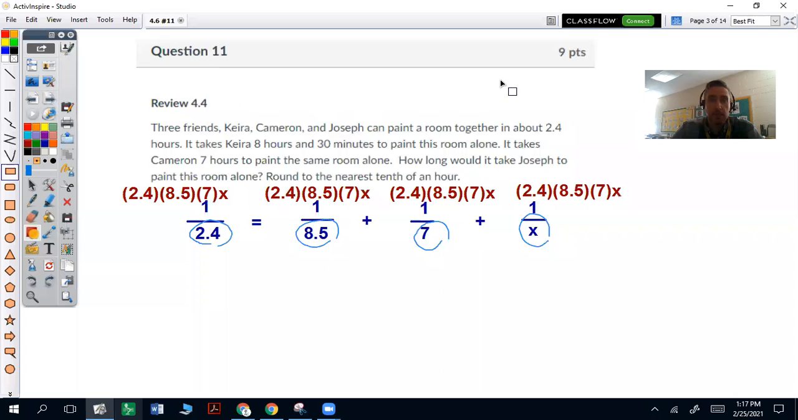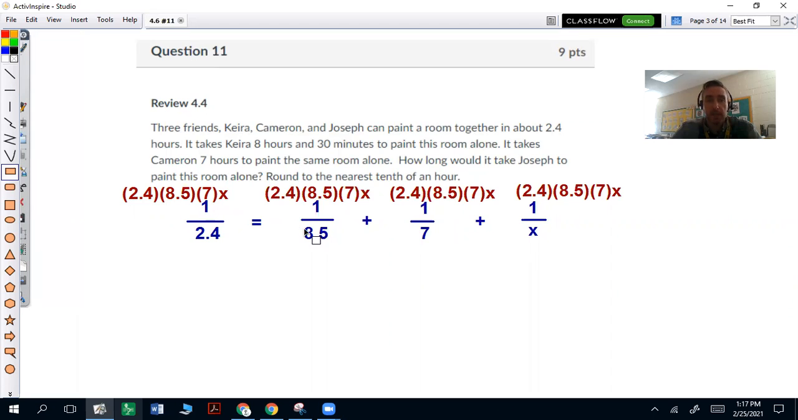So it's going to be 2.4 times 8.5 times 7 times x. All of those get multiplied for each fraction. Pause to do that if you're writing this down.